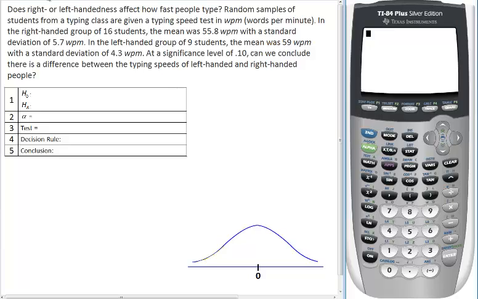Good day, students. Today we're going to look at a problem in a series of hypothesis testing. So let's get right to it and decide what type of problem we got and go right through the solution.